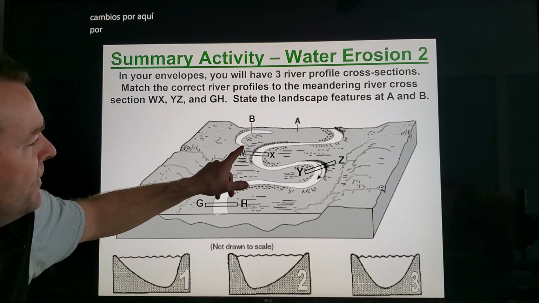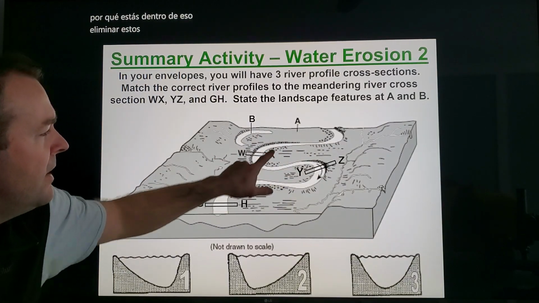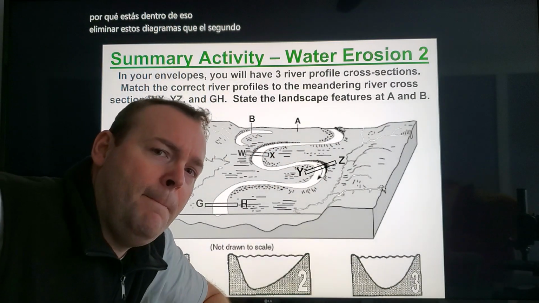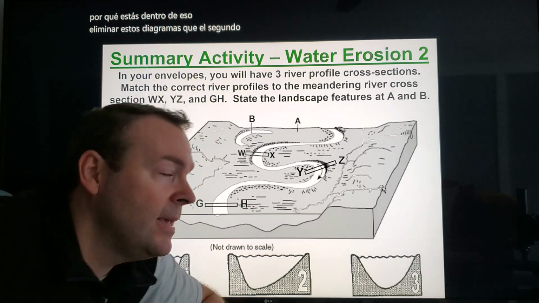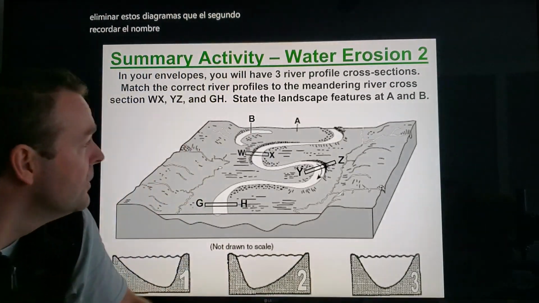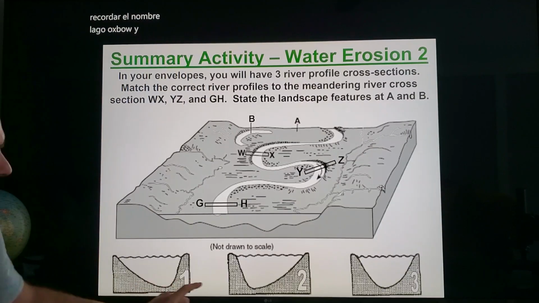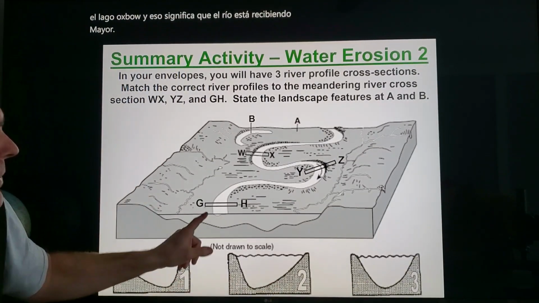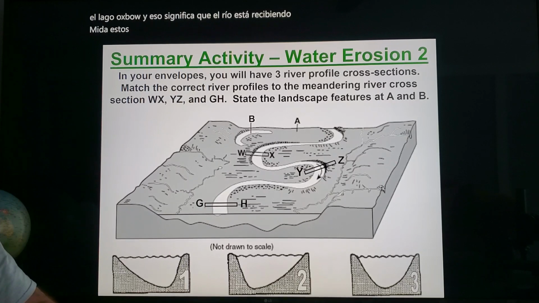That's a cutoff meander, right? These curves are called meanders. When we cut them off, remember the name? Oxbow Lake. And that means the river is getting older. So here you go. Match up these profiles with the river. Take a minute.